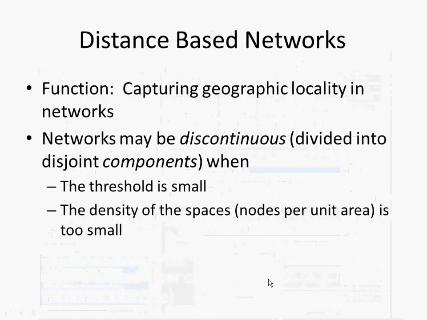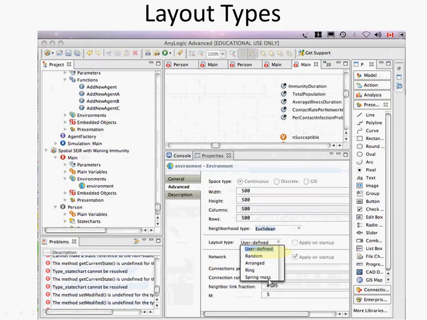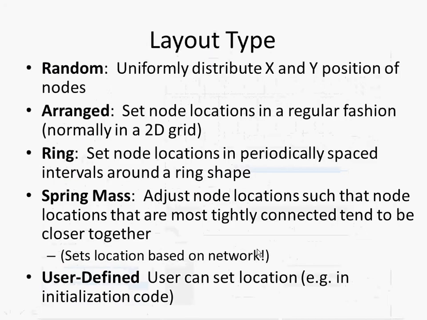So, for example, a distance-based network has people connected if they are located within a certain distance of each other. So location dictates network. And then there's a type of layout called a spring mass layout where who's connected dictates where people are placed in space. Okay, so we have spatial layouts and we have networks, and they have certain interaction for certain types of situations.